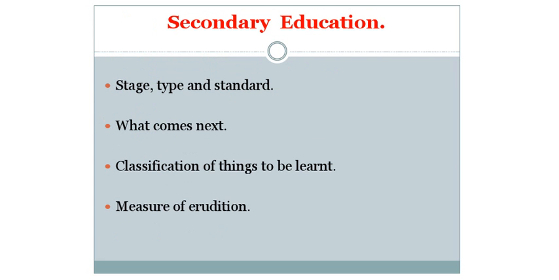Now we will discuss secondary education. The term secondary education is simple yet means different things to different people. In the words of Mukherjee, it stands, or at different times has stood, for three things: a stage, a type, and a standard. As a stage, it stands for what comes next to elementary education.